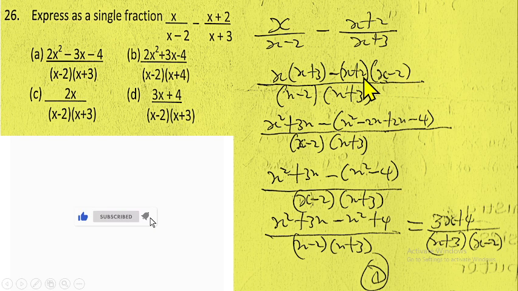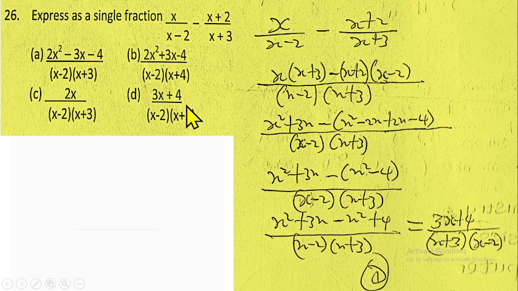Then if you simplify that further, you have minus 2s minus 2; minus 2s plus 2s will give us 0 there. That means you are left with s square minus 4. Then if you open the bracket with minus, you have x square plus 3x minus x square minus minus x, which will give us plus 4. So x square will take care of x square. We are left with 3x plus 4 over x plus 3 into x minus 3 minus 2. So option D is the correct option for question number 26.